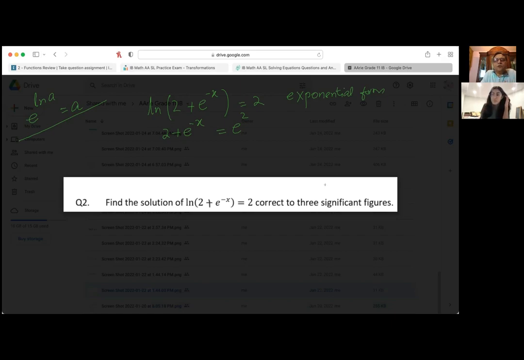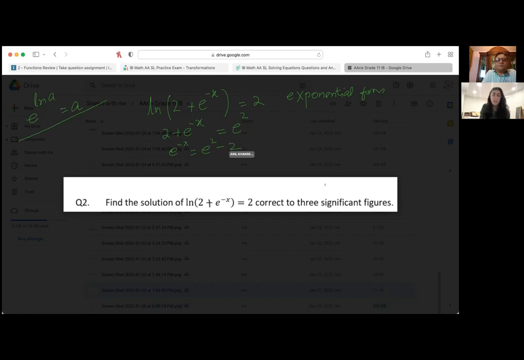And now you can isolate e^(-x), right? Yeah, so I'll bring e squared is a constant. Remember that. Yeah, next step. So would I bring the 2 to the other side first? Yes, yes. So e^(-x) equals e^2 minus 2. Correct.